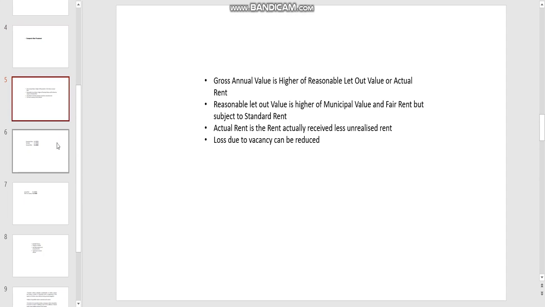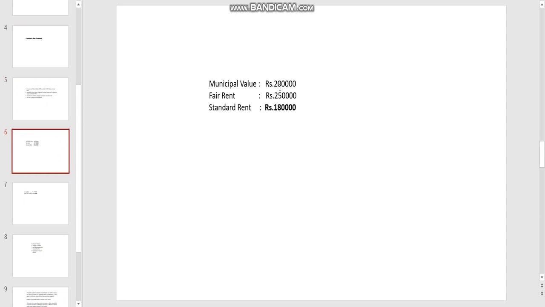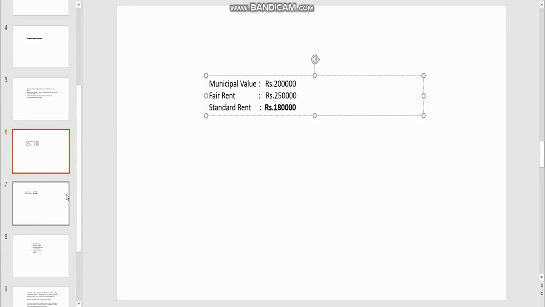So now let us see an example for this first. If the municipal value is 2 lakh rupees, fair rent is 2 lakh 50,000. And the higher of the two, that is reasonable let out value, will be 2 lakh 50,000. But then if standard rent is only 1 lakh 80,000, then the lower of the two, that is 1 lakh 80,000, will be the reasonable let out value which will be taken.